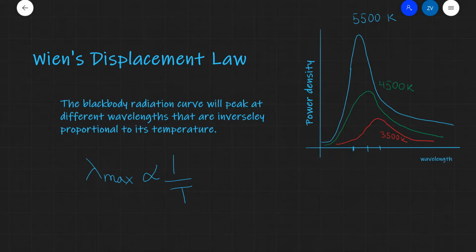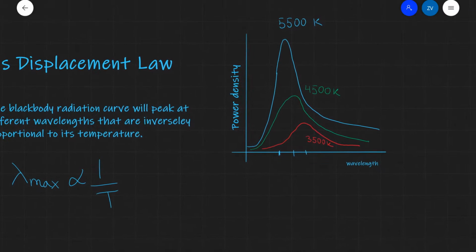We are going to be talking about Wien's displacement law. The law says that the black body radiation curve will peak at different wavelengths that are inversely proportional to its temperature. Now, in practice, if I had a black body which absorbs perfectly all of the EM radiation, but also if we heat that body up, it will start emitting.